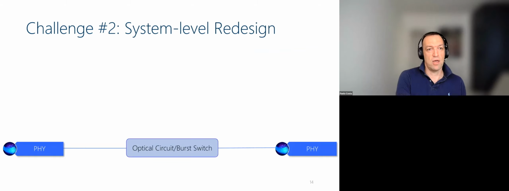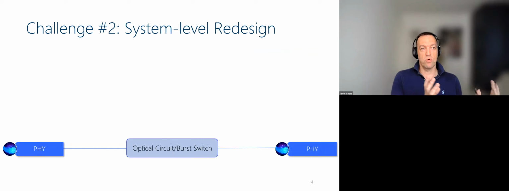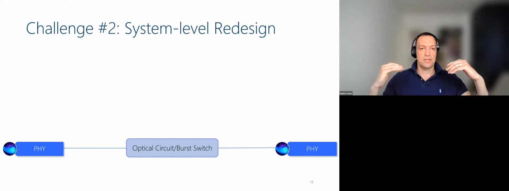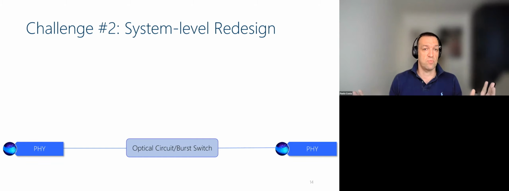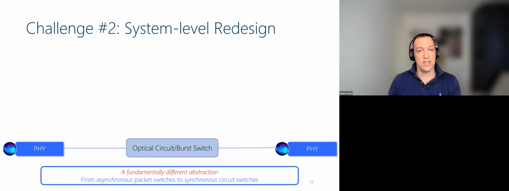So for the transceiver part, the fact that you move from pluggable to, for example, co-packaged optics is not really something that impacts the rest of the stack. In fact, it's completely transparent. So you only change the physical layer, but the rest of the stack is not even aware that it's going to change. The challenge with optical switches is that they fundamentally provide a different abstraction.